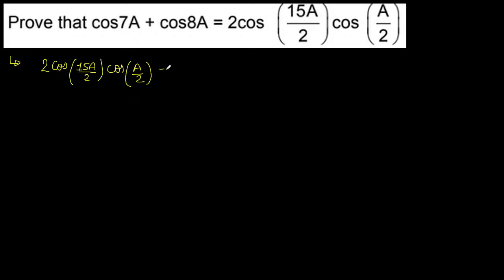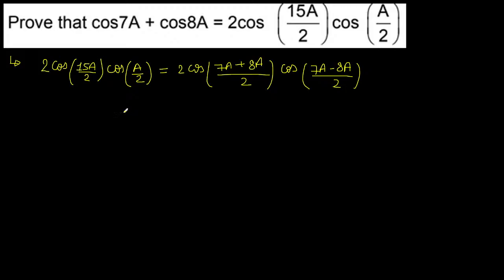So people may be asking how it came. It is 2 cos C plus D by 2 cos C minus D by 2. This is how it came.